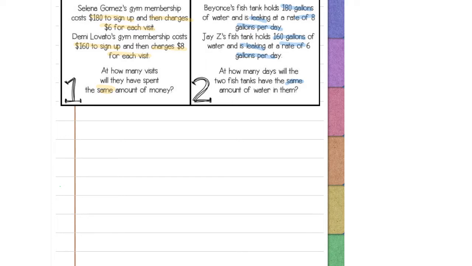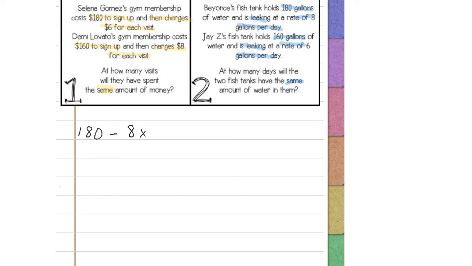So 180 is the gallons of water that Beyonce's fish tank holds, right? So that is the constant. That is not changing. It holds that no matter what. And is leaking at a rate of 8 gallons per day. Leaking means that it's losing water. So we're going to go ahead and subtract 8 gallons per day. Well, we don't know how many days are going by. So that is our missing variable.